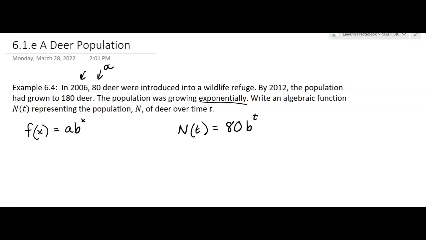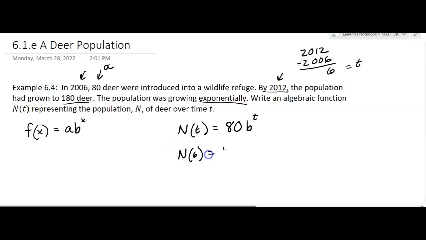Well, we know that in 2012, the population had grown to 180 deer. So we know that after 6 years, from 2006 to 2012, t is 6. When t is 6, so N(6), that is 180 deer. And that has to equal 80 b to the power of 6. Okay? So hopefully that makes sense. I kind of threw that 180 in the middle, but that's the population.